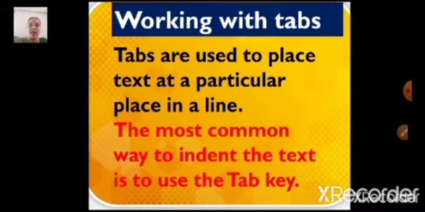Let us see how to set the tab stops. For example, if you give 3 inches, then after 3 inches, if you press the tab, the cursor moves and stops over there. Tabs are used to place text at a particular place in a line. The most common way to indent text is to use the tab key. Indent text means placing the text with a space before it.